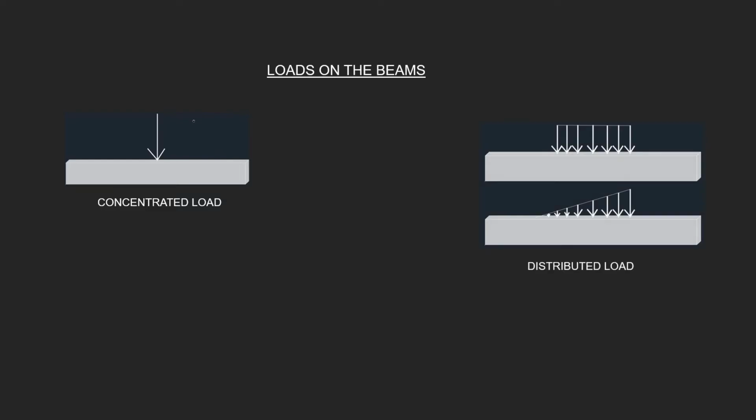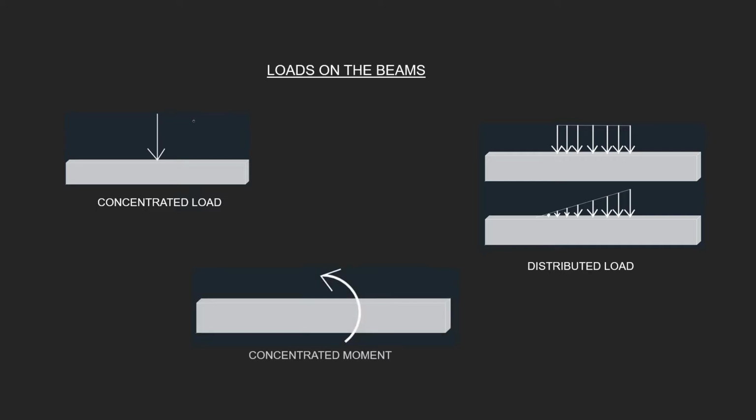The beams can be loaded in a number of ways. That can be concentrated load, distributed load. In this, distributed loads can be of uniform type or varying type, and concentrated moment. Beams can be supported in a number of ways like pinned support, roller support, and fully fixed support. Each of these supports restrains the beam in different ways.